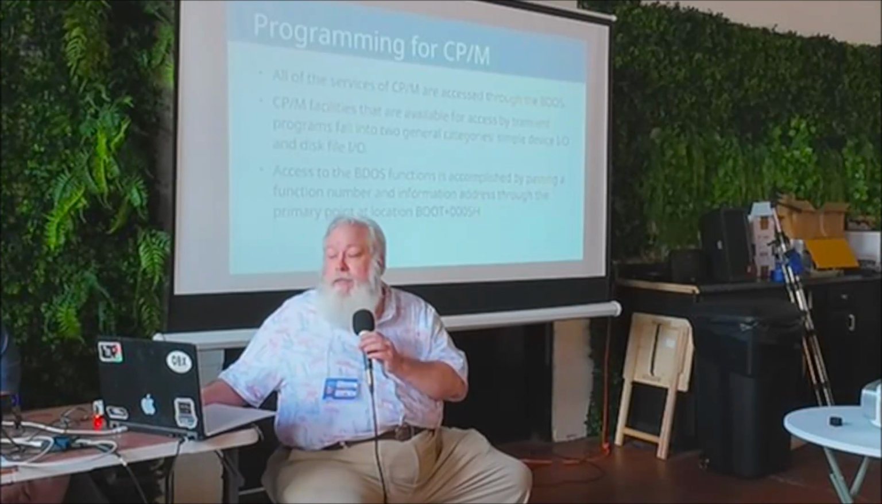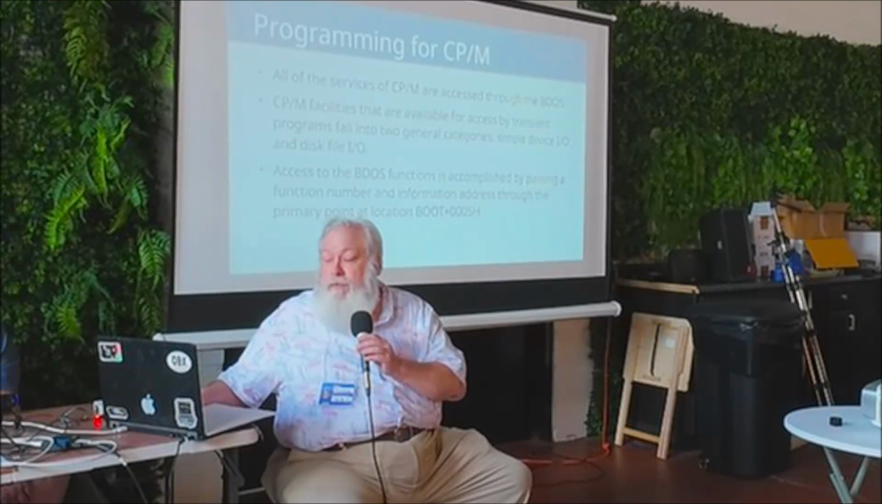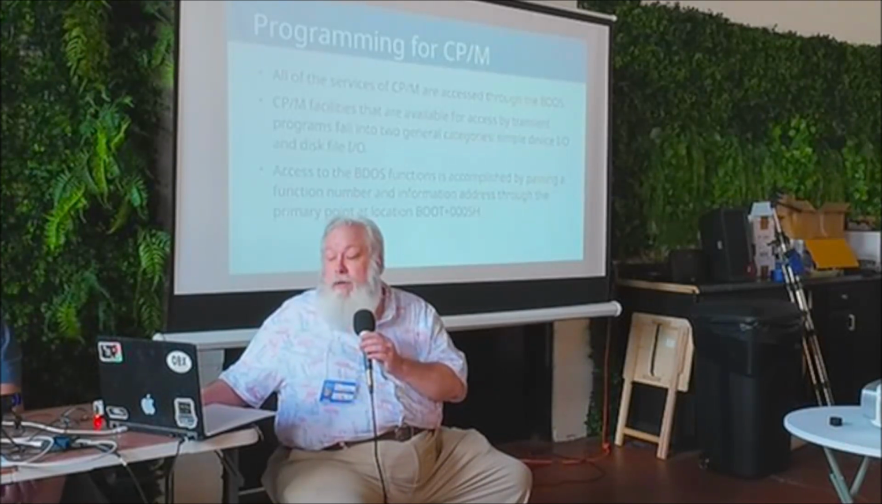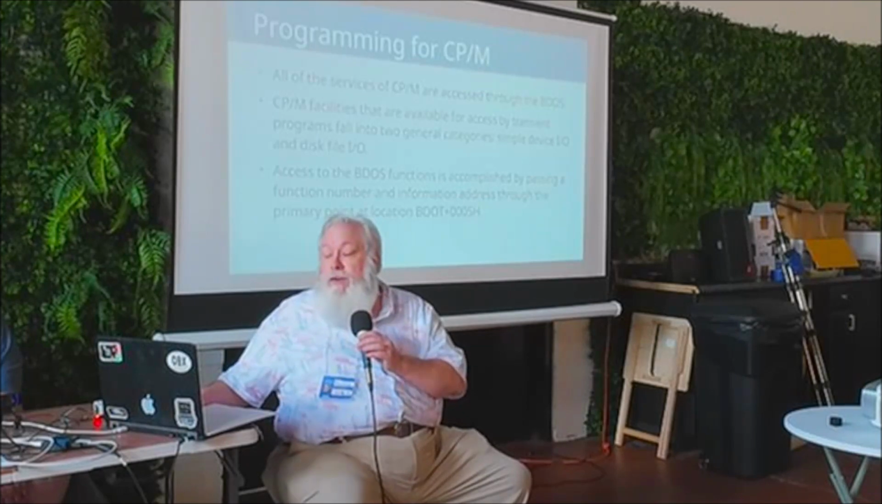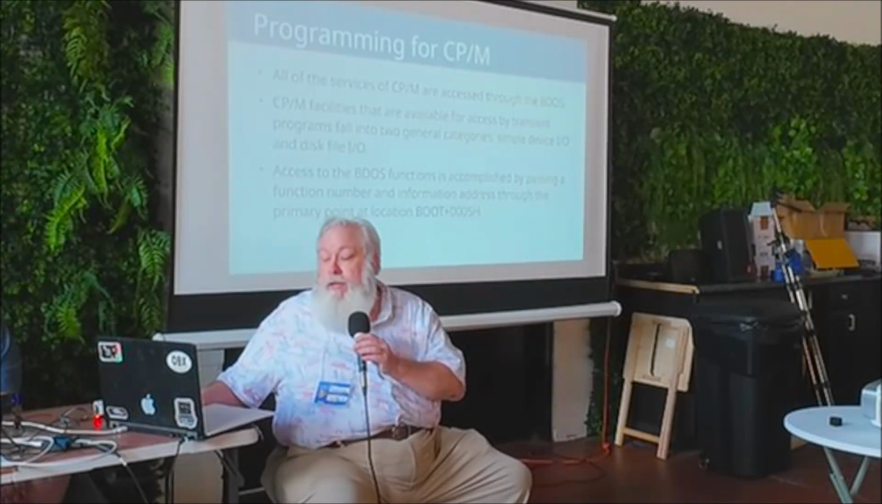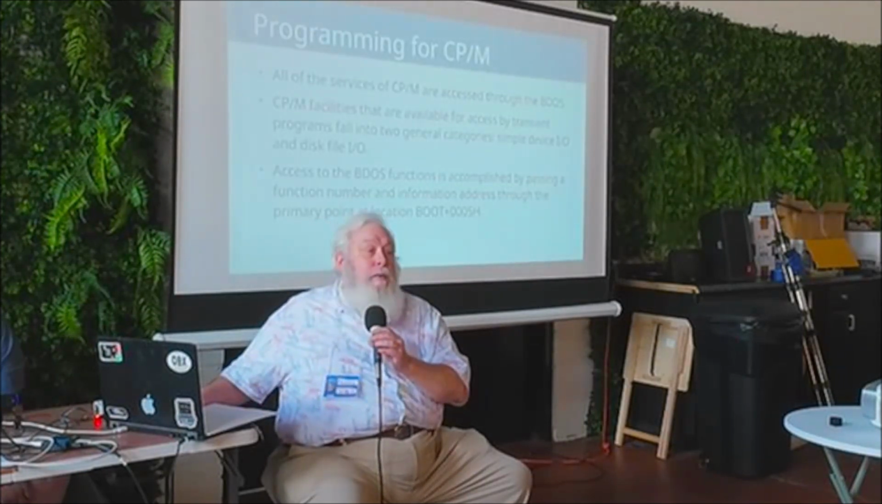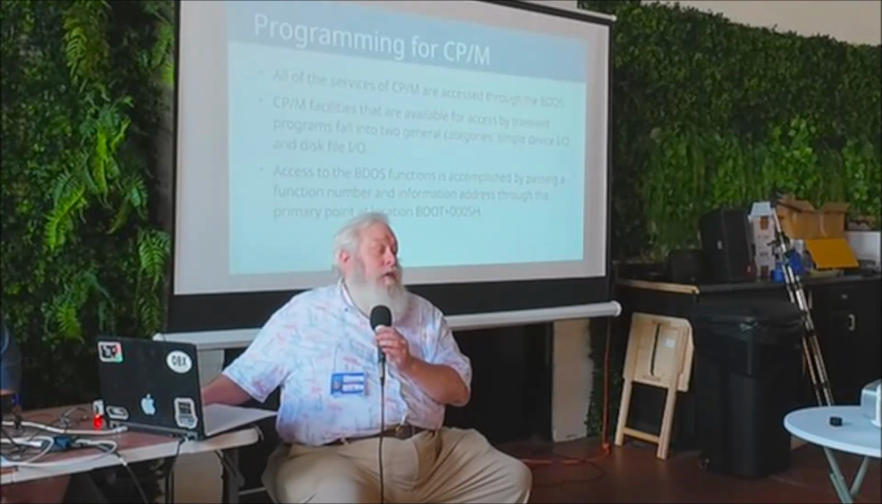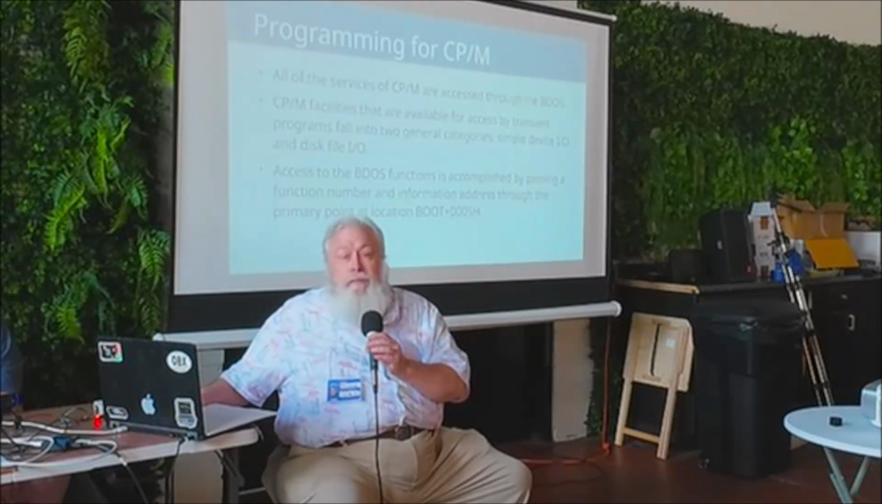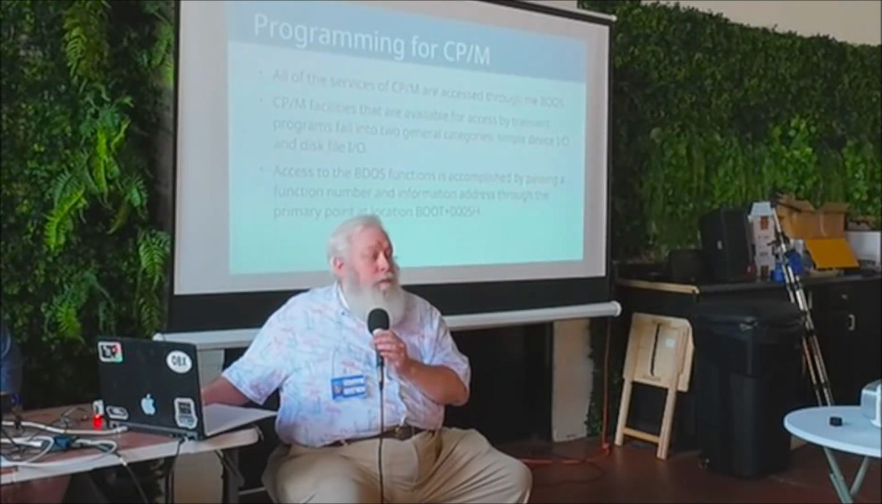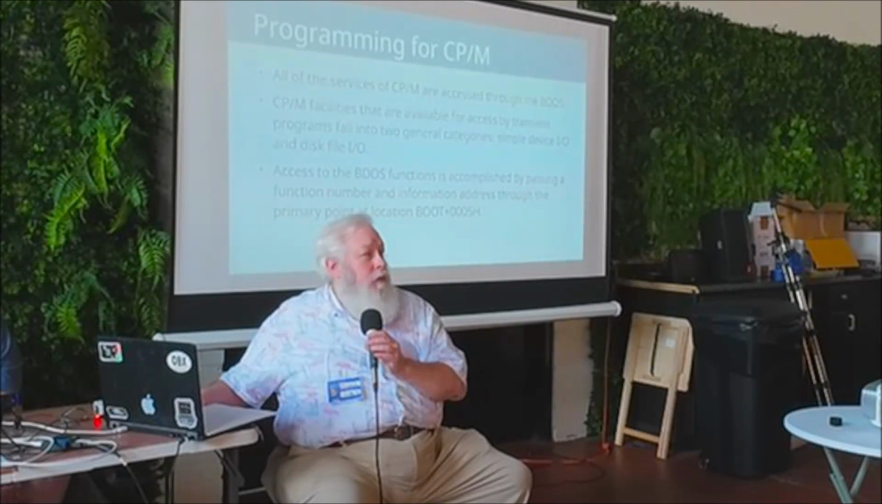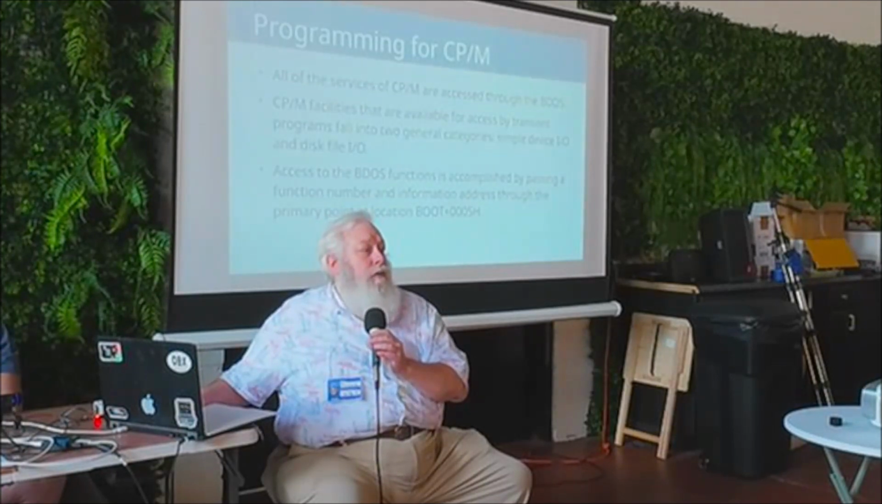And all of the services that CP/M offers are accessed through the BDOS. The facilities that are available for access by any transient program fall into two general categories: simple device I/O and disk file I/O. Access to the BDOS functions is accomplished by passing a function number and information address through the primary point located usually at boot +5, which is address 005, because you've got the 3 bytes of the initial jump, the 2 bytes of the I/O byte and the disk byte, and then this jump instruction that is the reference into the BDOS.